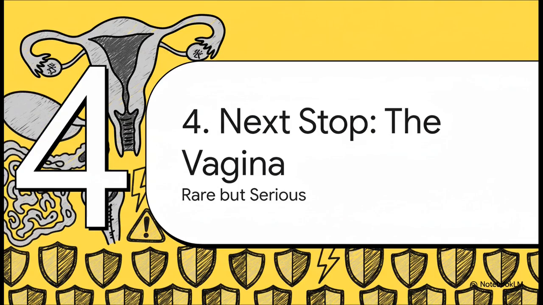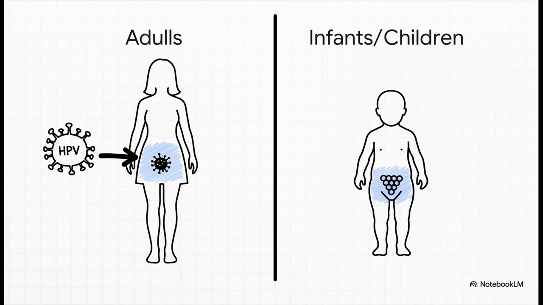Okay, let's continue our tour, moving inwards. Next stop, the vagina. Now, the vagina is actually quite tough. It's pretty resistant to disease. But when problems do arise here, they can be very specific and sometimes very serious. And here again, we see a story of two very different tumors depending on the age. In adults, the most common primary cancer is squamous cell carcinoma. And guess who's behind it? Yes, our old friend, high-risk HPV.